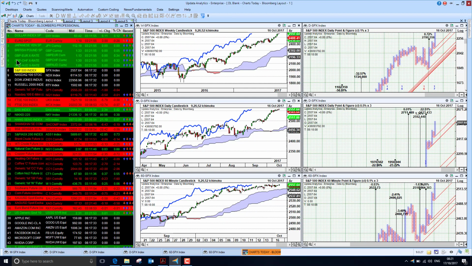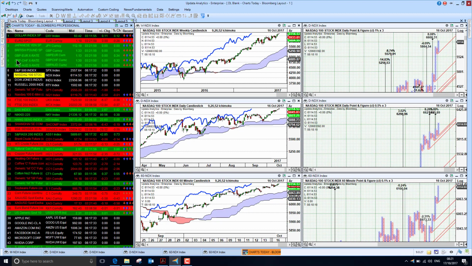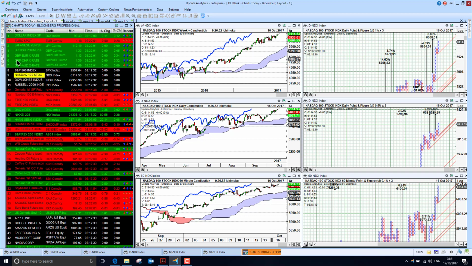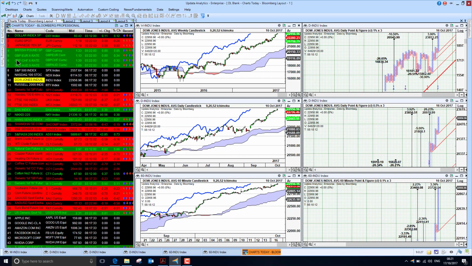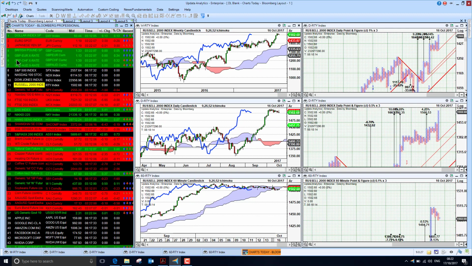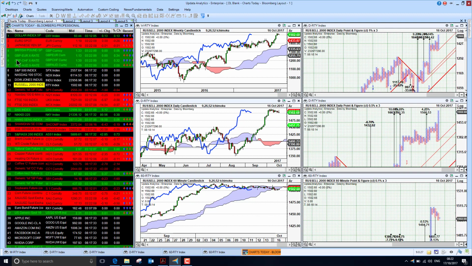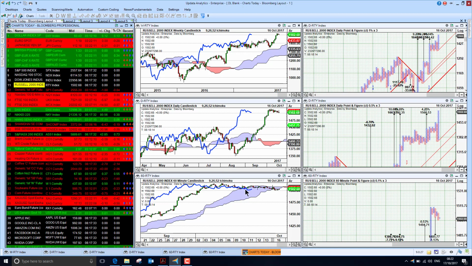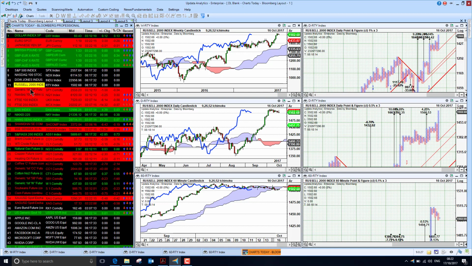The S&P 500 index still looking pretty bullish. Nasdaq also bullish above the cloud, making new highs. Dow also making new record highs, so just really the US stock market still looking very strong. The Russell 2000 has been flat for the last week or two, but again it's had an amazing run for the last month or two.